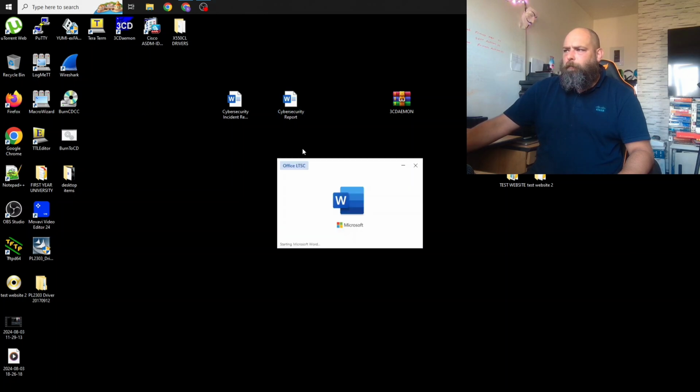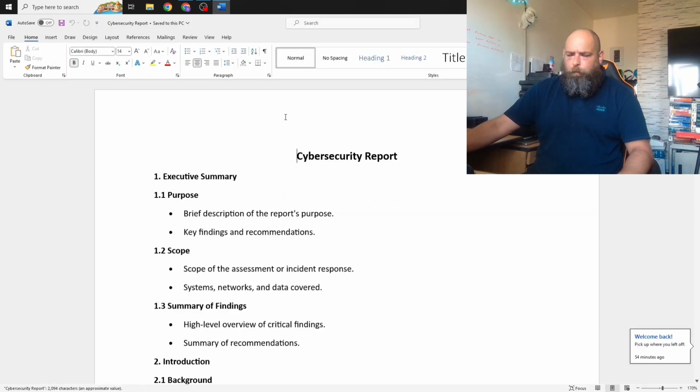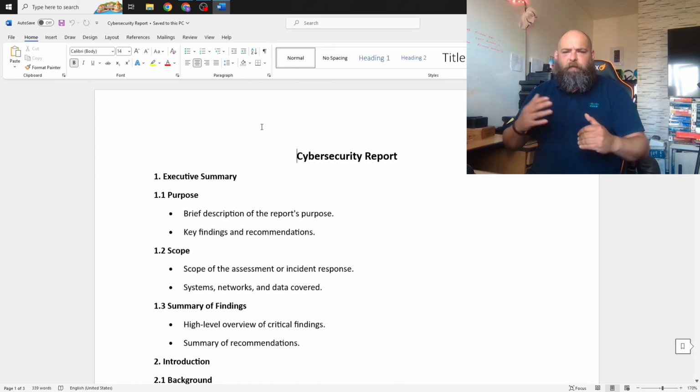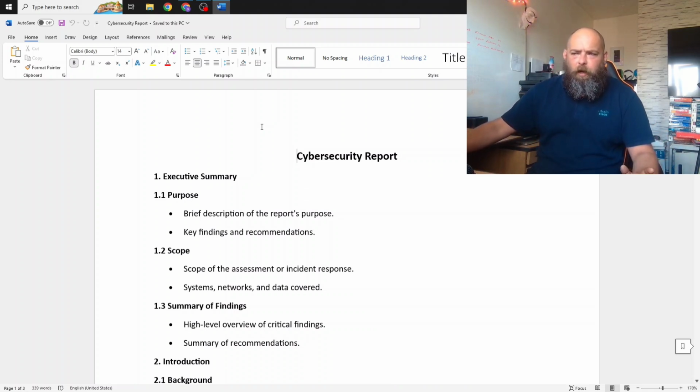And now we can focus on our bread and butter report, which is the overall cybersecurity one. And this is by no means a long report. More will be added in terms of the template as we go, but this just gives you an overall idea of what to expect.